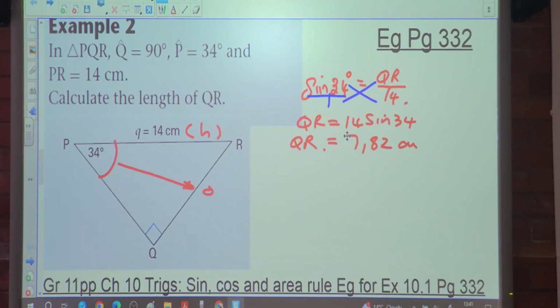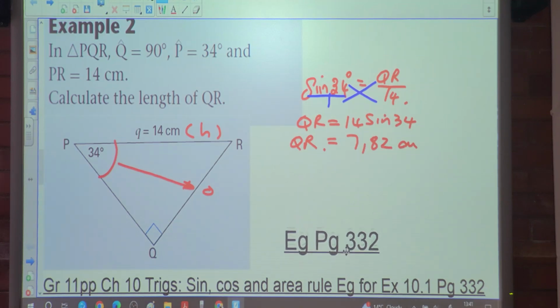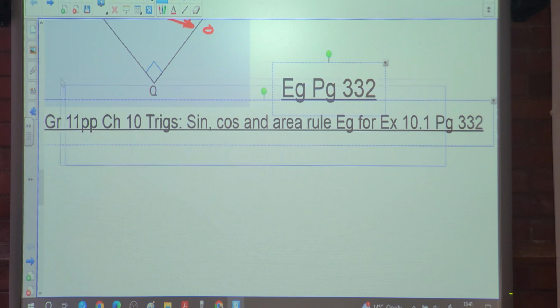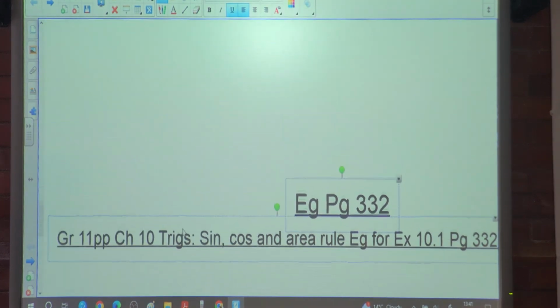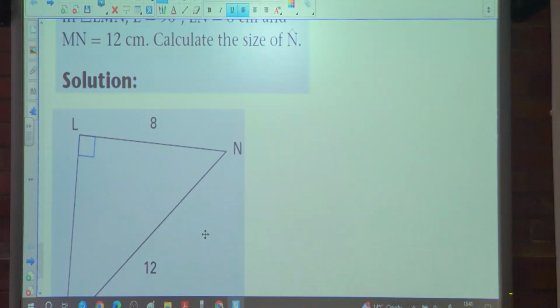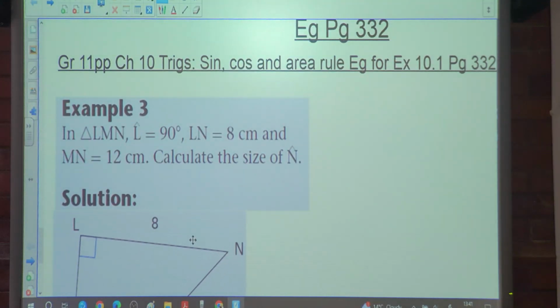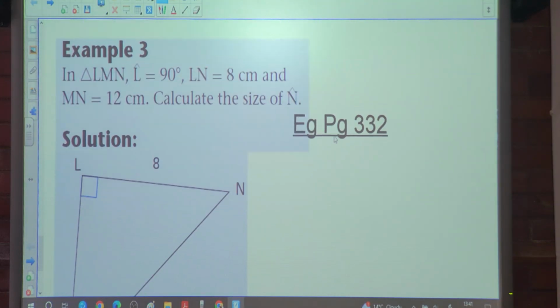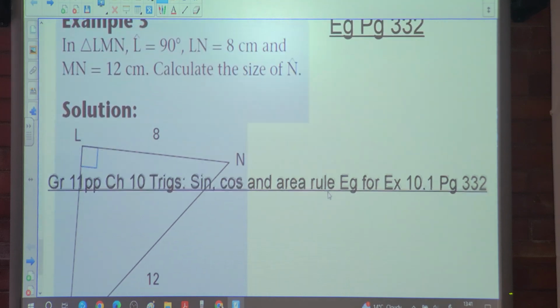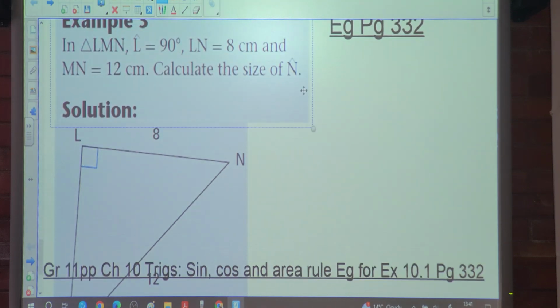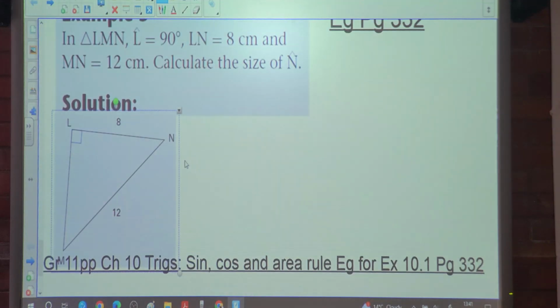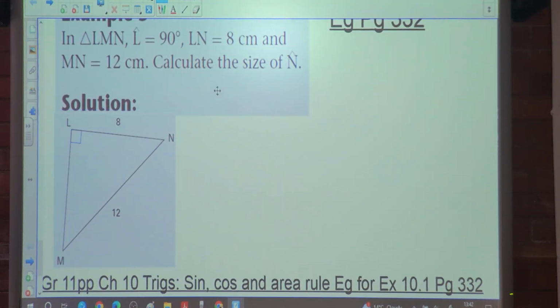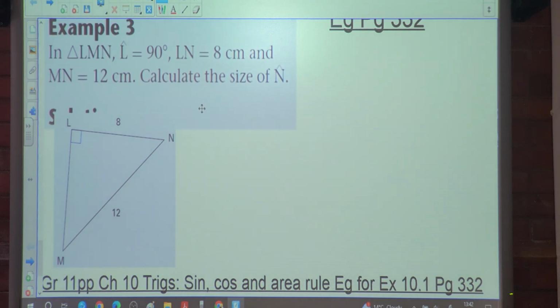Let me know if I make a mistake. Okay. The next one, example 3. The diagram as well here. Still on the same page? Yes, sir. Example 3.